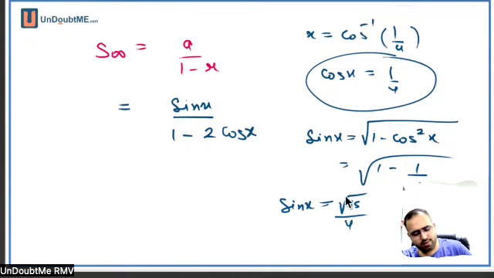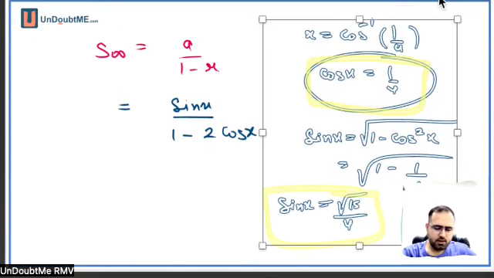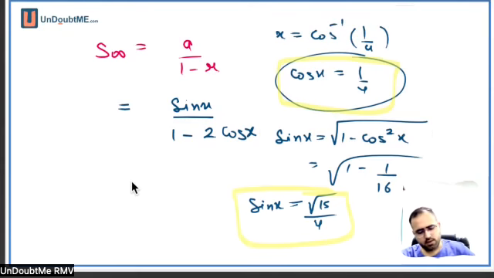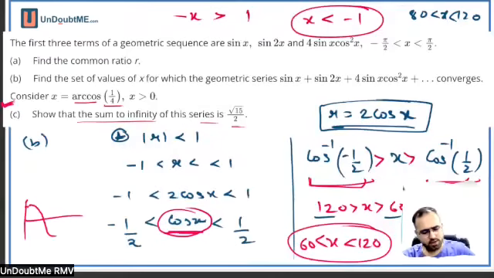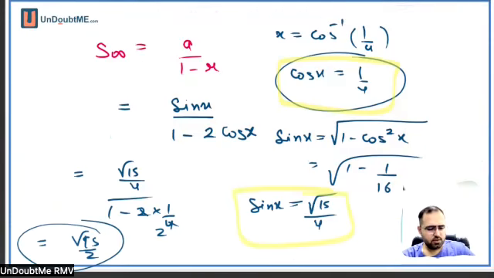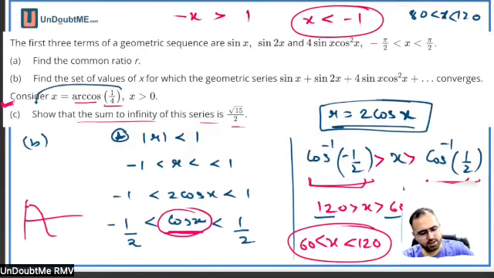How did I get the sin x and cos x values? That was given in the question. We need to use that. We need to just plug the values now. So finally, after plugging the value, it will be root 15 by 4 upon 1 minus 2 times 1 by 4. 1 minus 1 by 2 will be 1 by 2. So that will be root 15 by 2 on calculation. That is what they were asking. So this is possible only when we are using this condition.